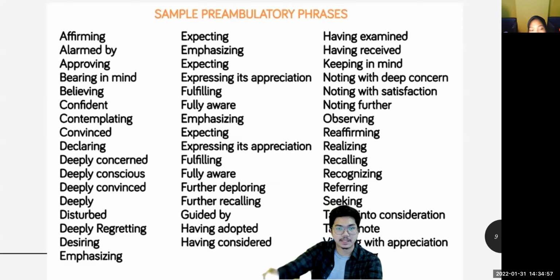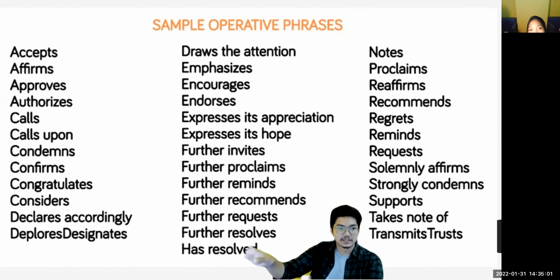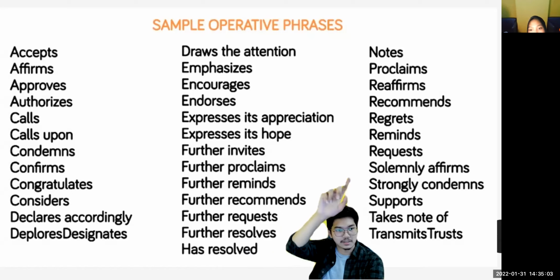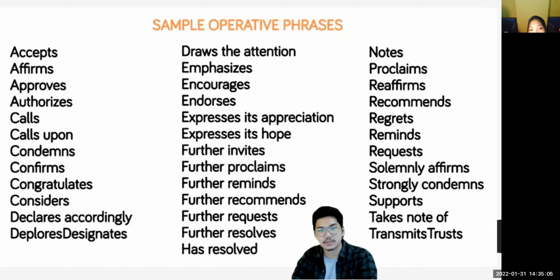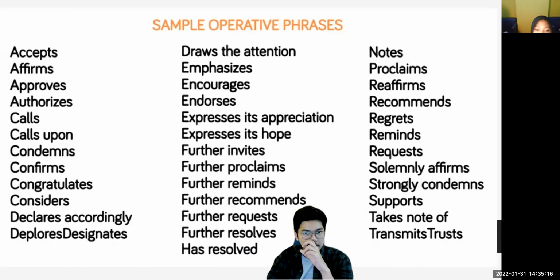Ada banyak pilihan yang bisa dipilih. But when it comes to operative clauses, they don't have much, right? So you can only choose between accepts, from accepts to transmits or trust. And again, try to use it in a relevant way, right? Try to match the situation with the correct operative phrases, and that will help you to understand the solution that you want to draft in your draft resolution.